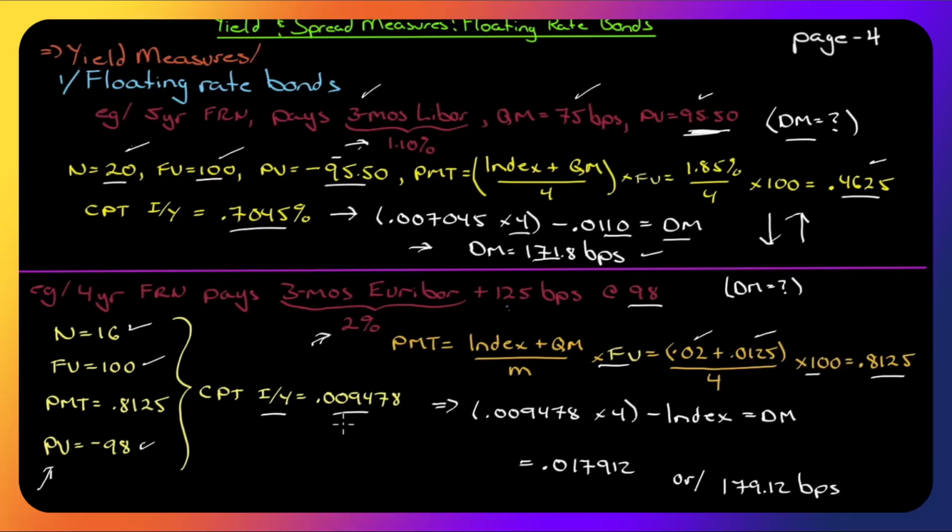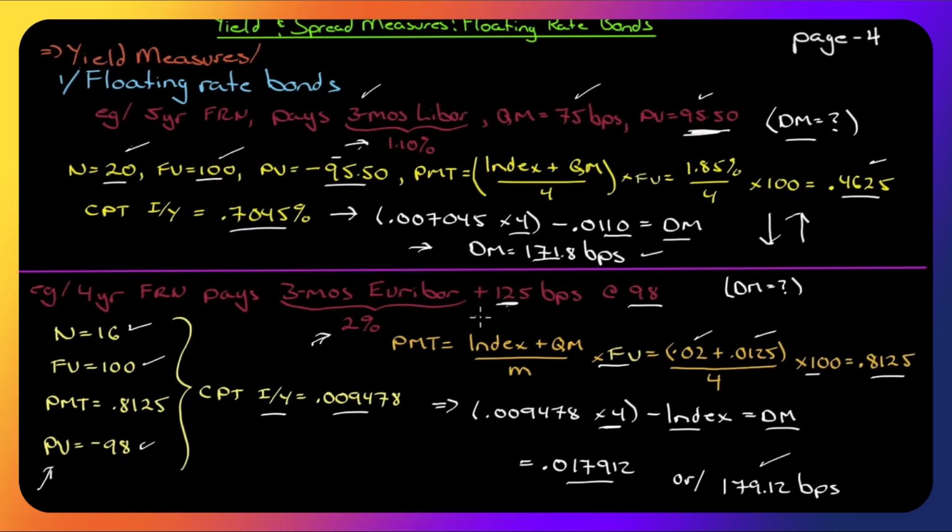So there is our yield to maturity. Let's annualize it by multiplying it by 4. Then we're going to subtract the index, which is 2%. That'll give us our discount margin, 0.017912. We usually express it in basis points, so it'll be 179.12 basis points. Does that make sense?